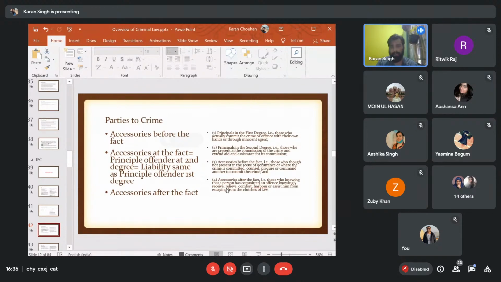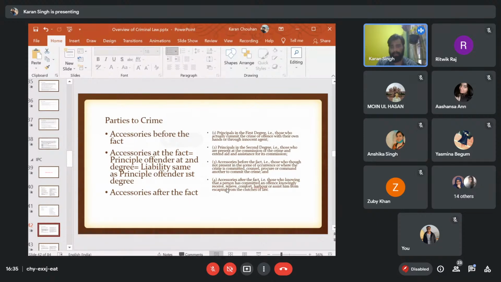Now, there are several circumstances where abetment may happen. I may ask someone else to commit a crime, or I may ask someone else to ask some other person to commit a crime. That is also an abetment.